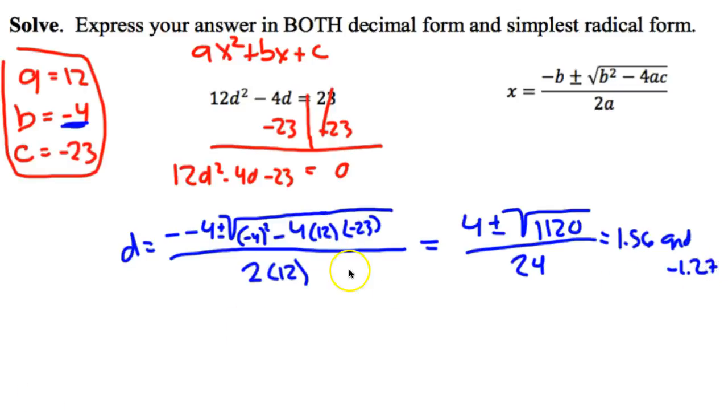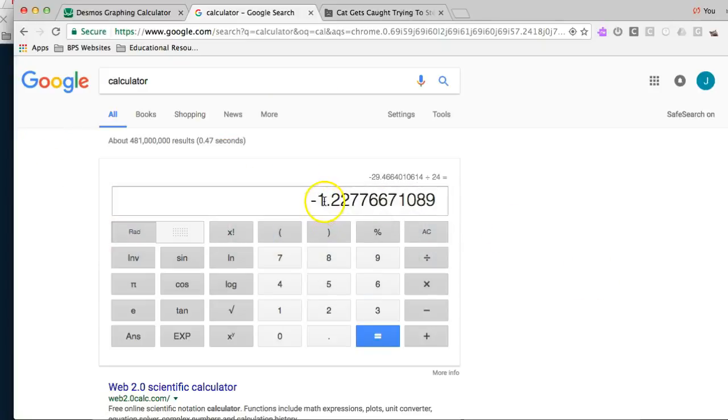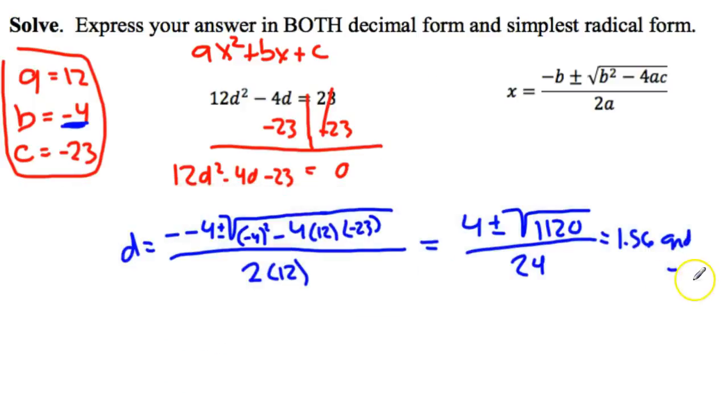Hang on, I just realized something. I rounded wrong. My bad. It's not negative 1.27. If you look at this, it should be negative 1.2, and this becomes a 3. Negative 1.23. Okay. So these are my two answers.